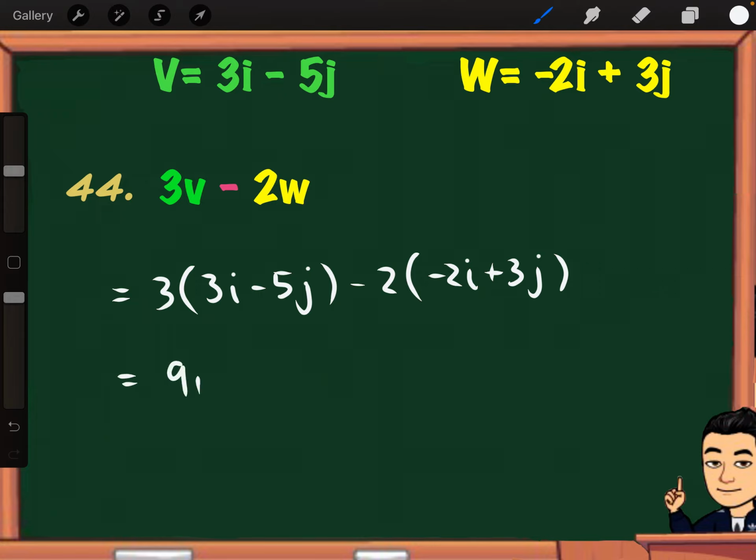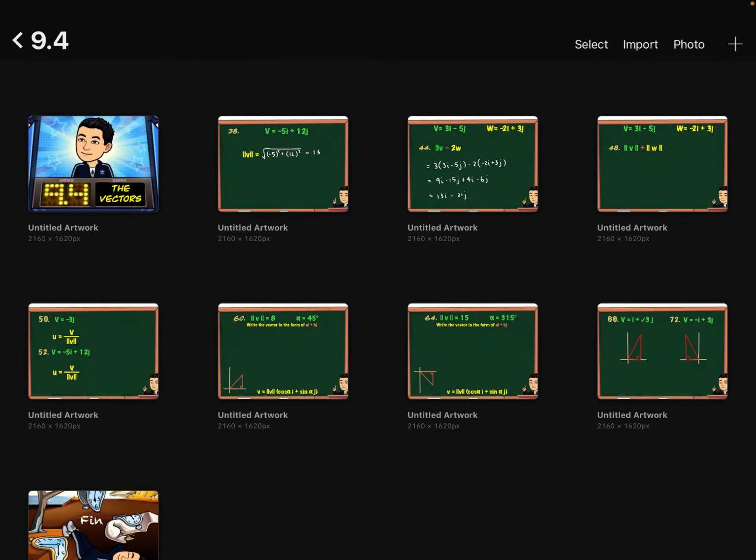So we got 9i minus 15j minus, well, this is going to be a negative 4i, so we're going to change it to positive 4i, and then we're distributing the negative 2 to positive 3j, so that's going to be negative 6j. Okay, go ahead and just combine the like terms, so i's and i's, and j's and j's. Okay, so you're going to get 13i minus 21j. Okay, so let's check out number 48.